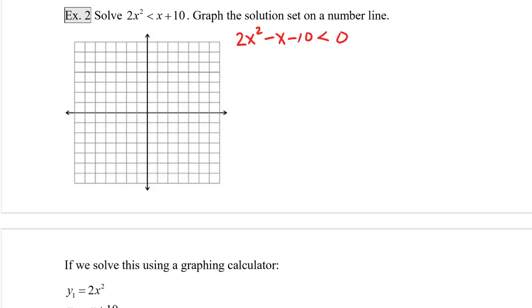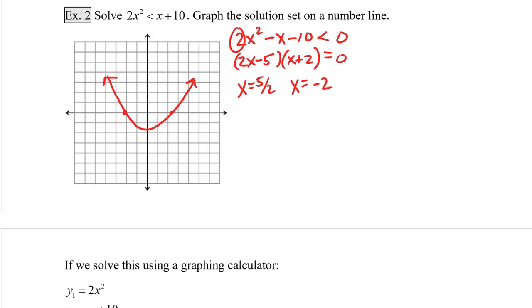Then what I need to do is I need to solve the related equation. So I'm going to solve this by factoring, and this tells me that my zeros are at x equals 5 halves and x equals negative 2. So all I have to do is plot x equals negative 2 and x equals 5 halves, or 2.5. Then I look at my leading coefficient and I see that it's positive. That means the parabola opens up. So I'm just going to sketch a parabola that opens up that passes through these two x-intercepts.